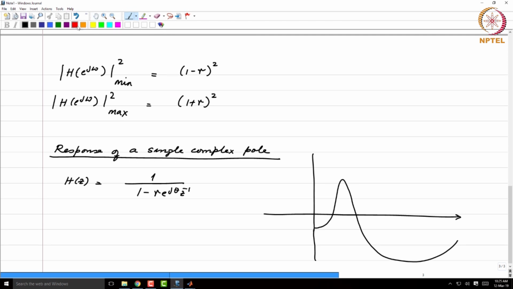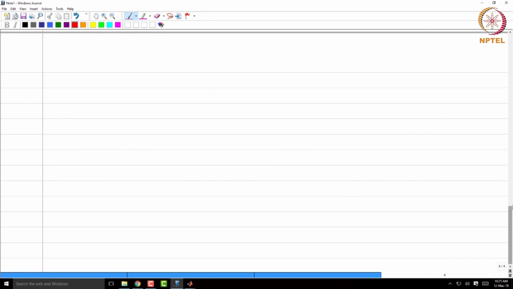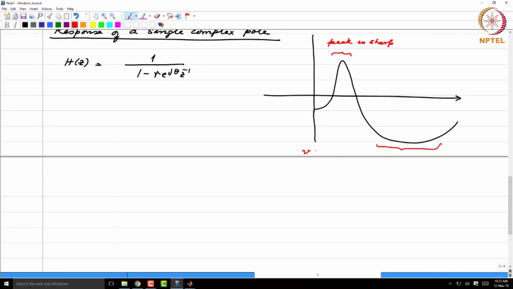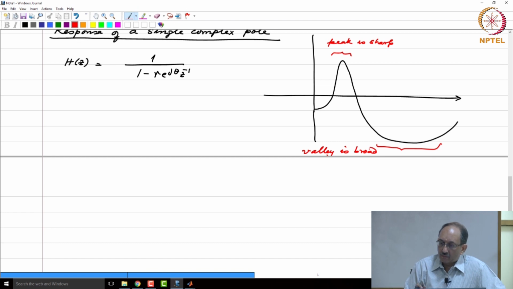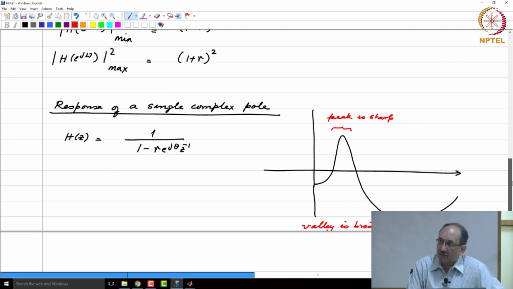and what was the valley before has now become the peak. So now this becomes the peak and is sharp, and this valley is broad. And for the same parameters, if I plot in MATLAB, the response will be just the previous plot, but for a minus sign. So this gives you a feel for the response of a single complex pole and single complex 0.